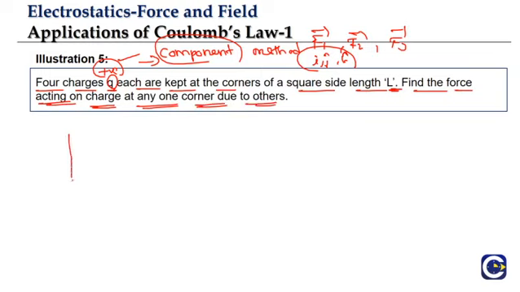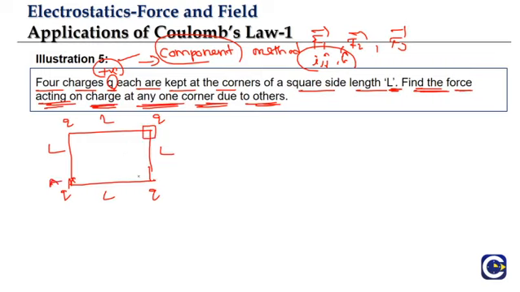So the representation is like this. We have a square. Maybe the diagram is not coming out that properly, but yes, we have a square. The side length of the square is L. If the problem is given on a rectangle, it will be a little more complicated. So we have 4 charges Q, and all corners have the same charge. We need to find the force acting on the charge at any one corner due to the others. So let us fix one corner. Let us take this corner, and we'll name the corners A, B, C and D.